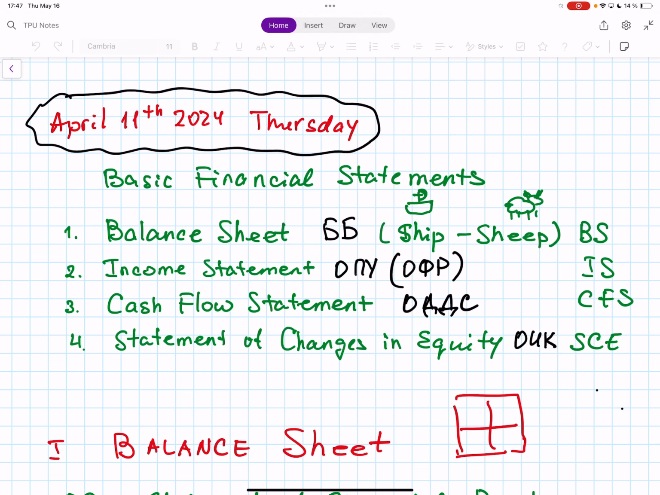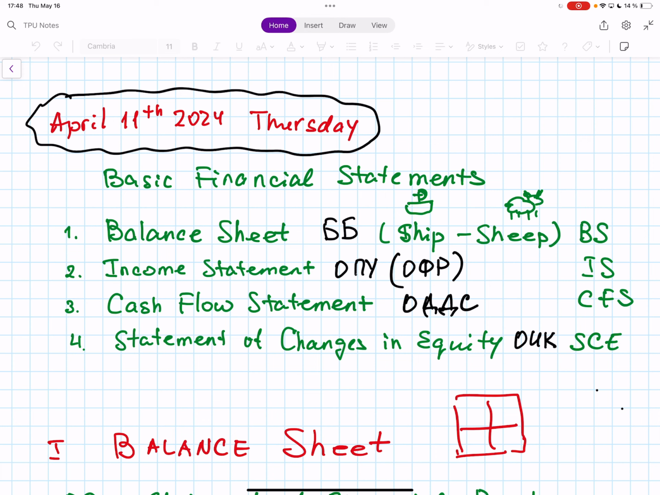There are 4 basic financial statements. Repeat after me. Balance sheet. Income statement. Cash flow statement. Statement of changes in equity.